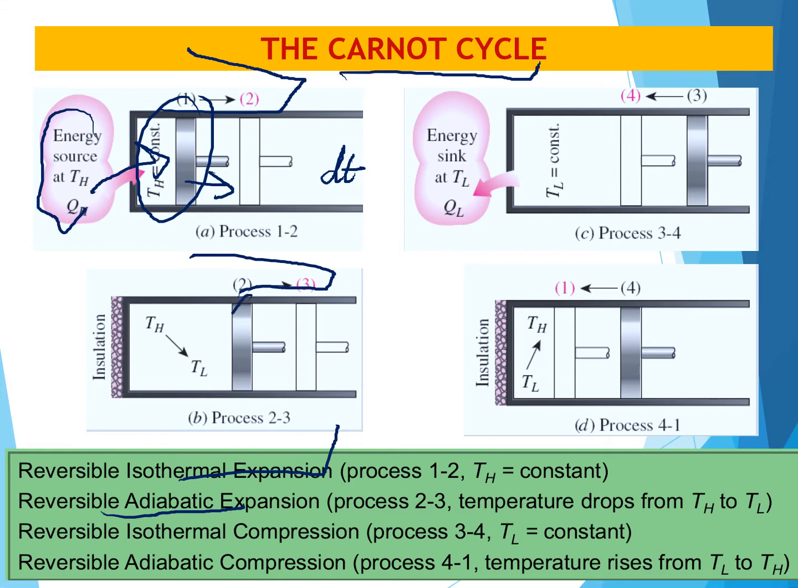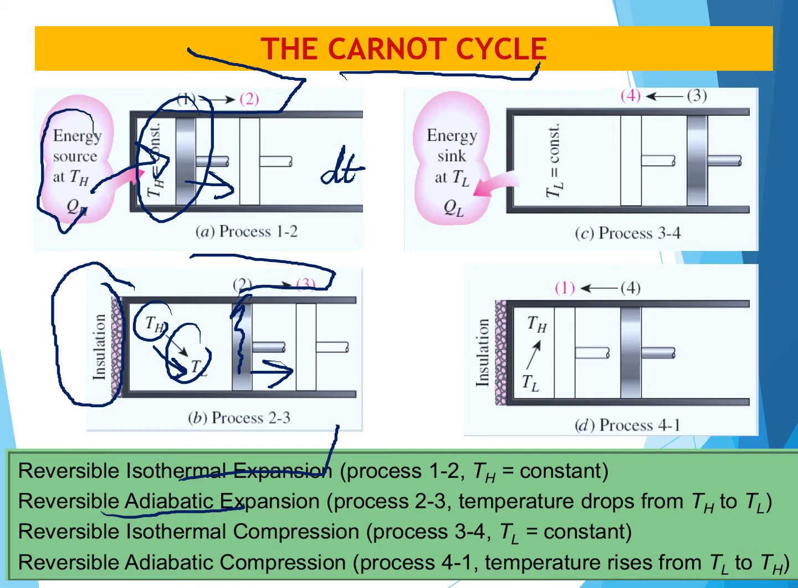Alright, now at state 2, the heat source is removed and replaced by insulation so that the system becomes adiabatic. Alright, now the gas continues to expand very slowly, doing work on the surrounding until its temperature drops from TH to TL.